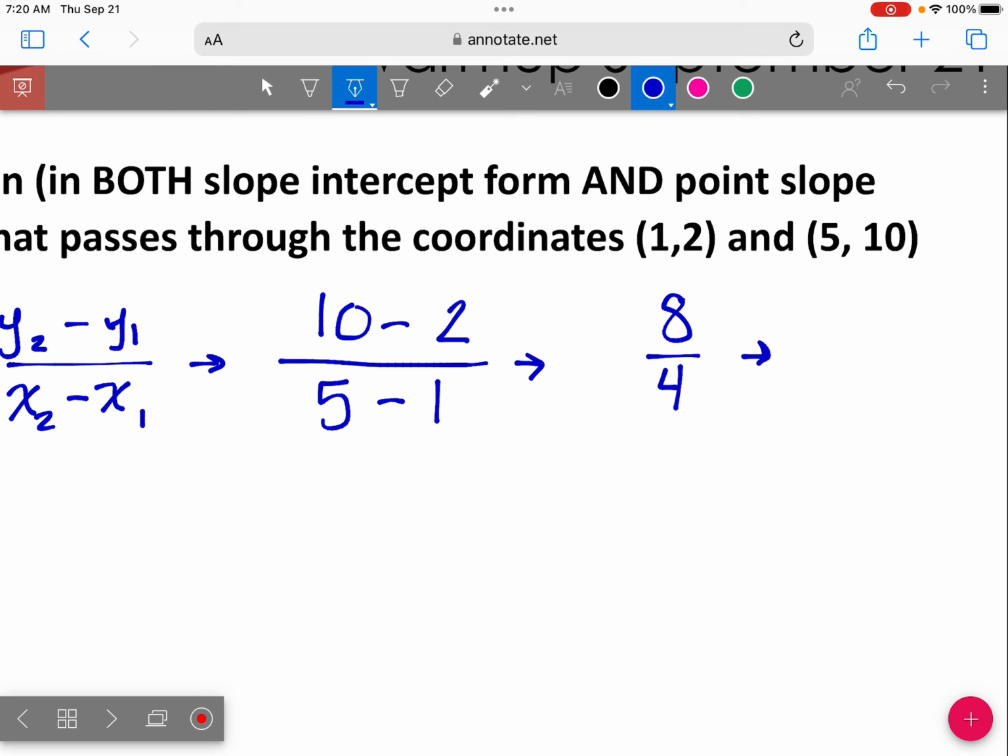Careful. Say it again. 2. 8 divided by 4 is 2. It's early. Zero judgment, y'all. It's like Planet Fitness in here. Judgment-free zone.